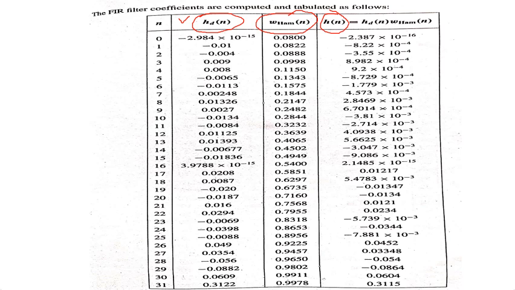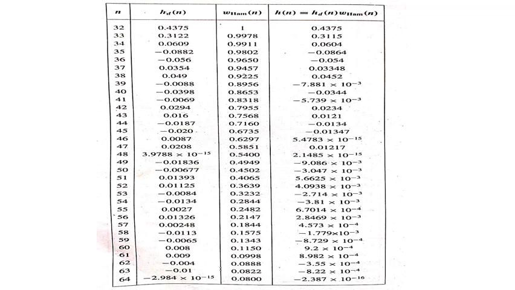For the case of small n equals 32, we already have the value of hd of n mentioned in the previous step. Kindly bear in mind, while calculating the value of hd of n as well as the window function, keep the calculator in radian mode. It is required to tabulate the values of hd of n, the window function, and h of n for all values of n, that is from n equals 0 to 64. However, you can see there is a symmetry. H of 0 equals h of 64. Similarly, h of 1 equals h of 63. H of 2 equals h of 62, and so on.